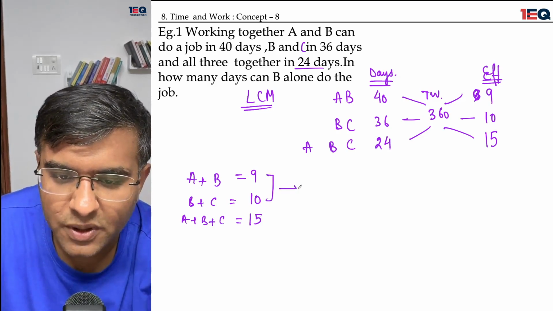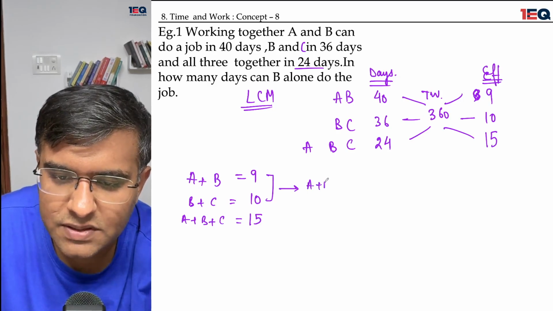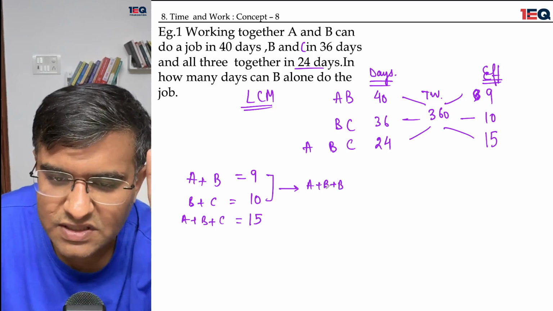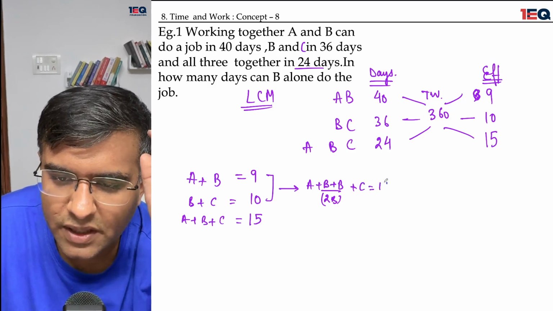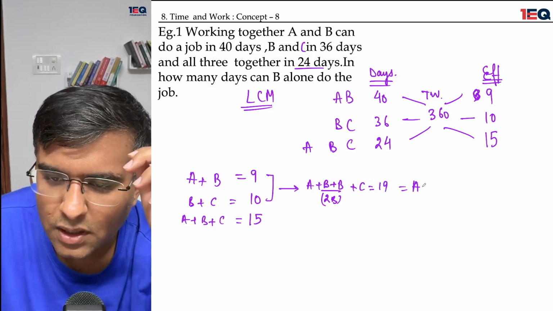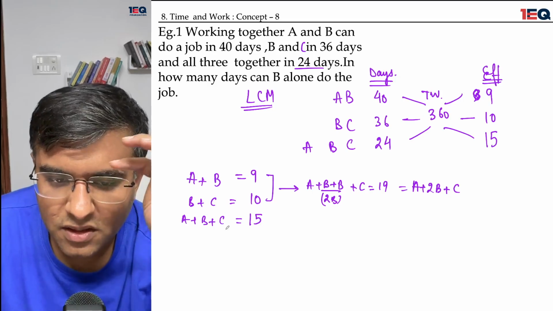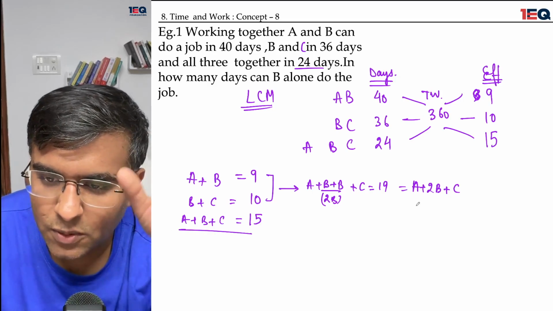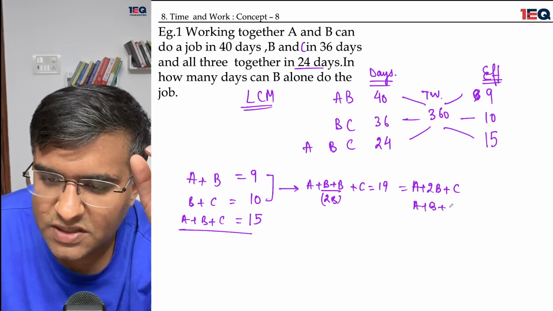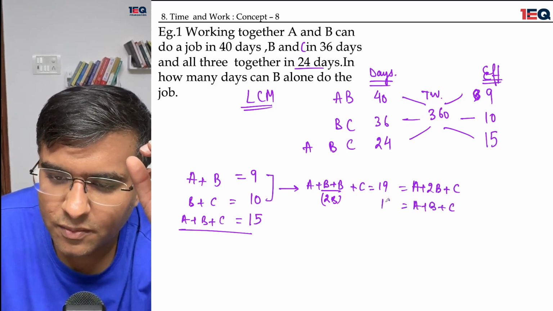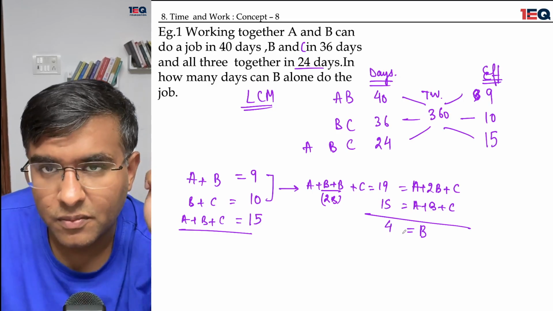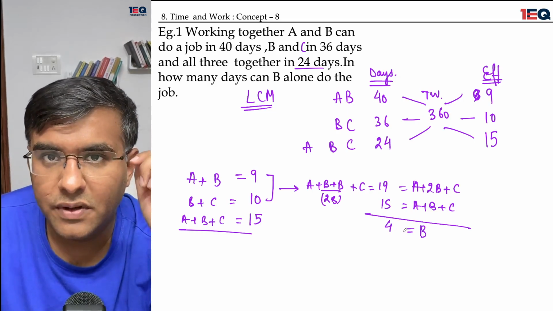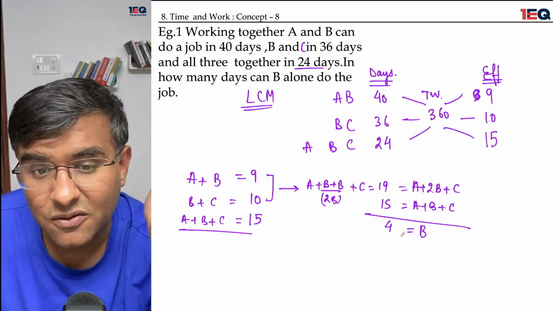If I add these two together, I get A plus B, which is nothing but twice of B, in bracket, plus C is equal to 19. This is A plus twice of B plus C. But the value of A plus B plus C is already equal to 15. If I subtract both of them, I'll get the value of B only, which is nothing but 4. The value of 4 that I'm getting over here is nothing but the efficiency of B.